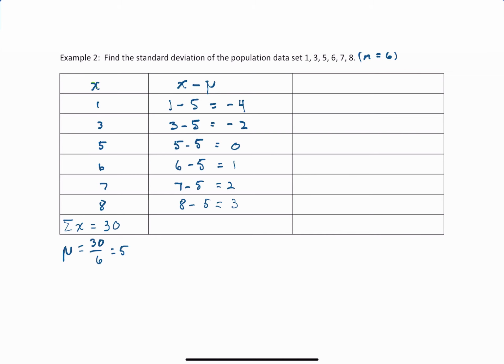Now I need to square all those x minus mu's. So let's label ourselves an x minus mu squared column. Negative 4 squared is 16. Negative 2 squared is 4. Then we have 0, 1, 4, and 9. Now we have to add those up. So the sum of our x minus mu squareds is 34.